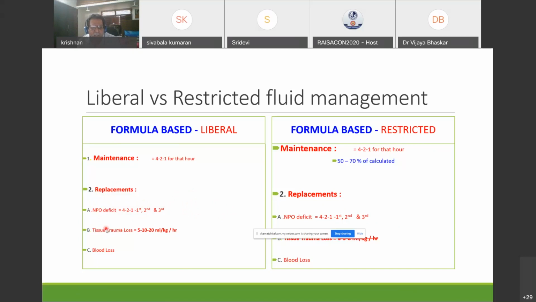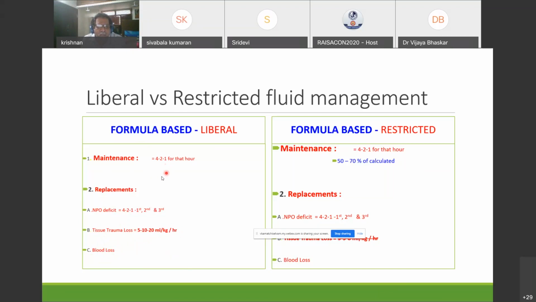During surgery, there is going to be a lot of evaporation from the abdominal wall, and a lot of water loss into the bowel wall or into the bowel lumen. This is what we call tissue trauma loss, which is calculated as mild, moderate, severe, for which they say 5, 10, 20 ml per kg per hour. Then any ongoing blood loss more than your maximal allowable blood loss, you will have to replace with blood. So this is what we do as a formula base.